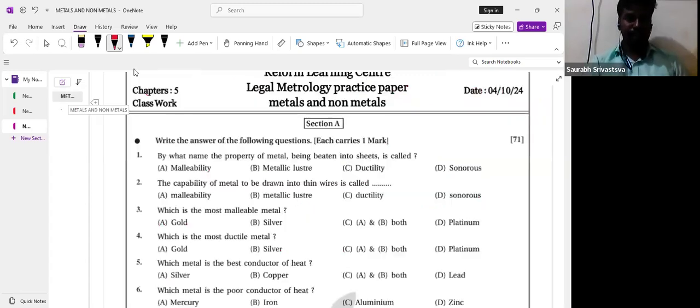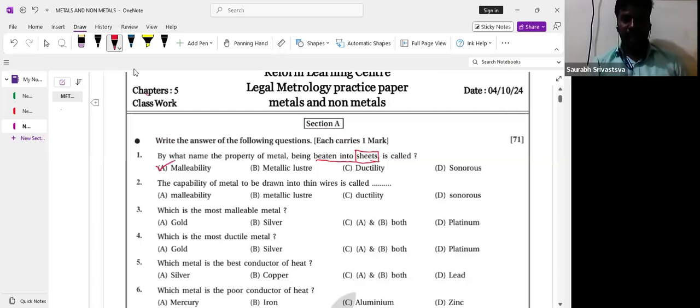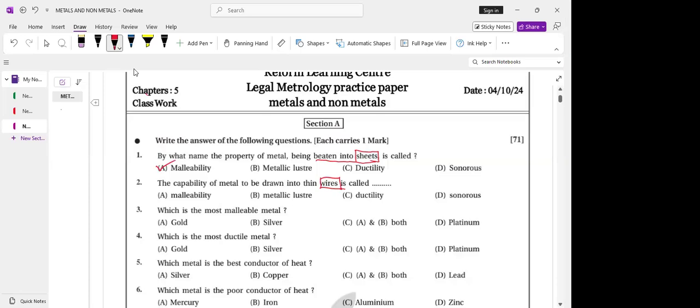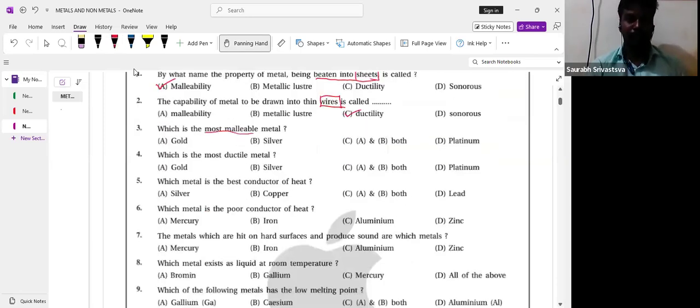The first one. What is the name of the property of metal being beaten into thin sheets? If it is a sheet, what is the property? Malleability. It is malleability. And next, wire means what property? Ductility. And which is the most malleable? We can make thin sheets, gold foil, silver foil, and all we are saying, no. So that is a thin sheet. We can make a thin sheet of gold, silver, and copper also.